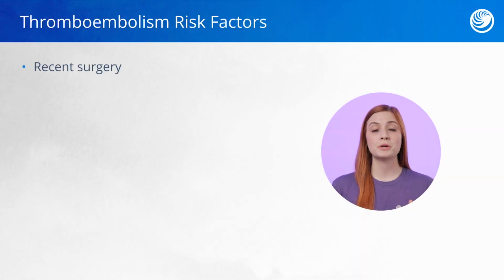Thromboembolism occurs when a clot forms somewhere else in the body and travels. A pulmonary embolism occurs when this clot travels into the lungs and blocks the pulmonary arteries. Let's talk about some of the risk factors for thromboembolism. Recent surgery or trauma of any kind to the body is going to be a risk factor.